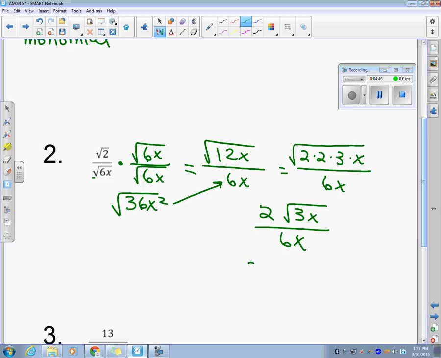However, the outside of the radical, this is really 2 over 6 times the square root of 3x over x. 2 over 6 can be reduced, can't it? It's 1/3. So the simple answer is the square root of 3x over 3x. Okay? And remember, this 3x can't cancel. The one on the top cannot cancel with the one on the bottom. You can't cancel this 3x with this 3x because this one's inside and this one's outside.